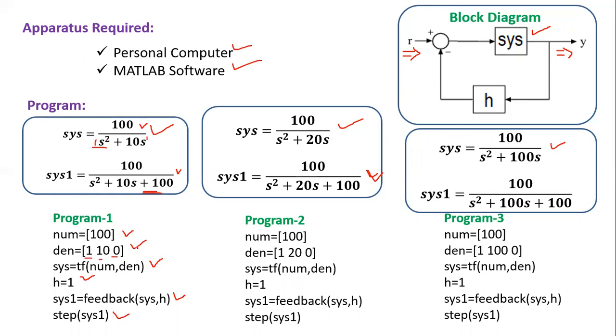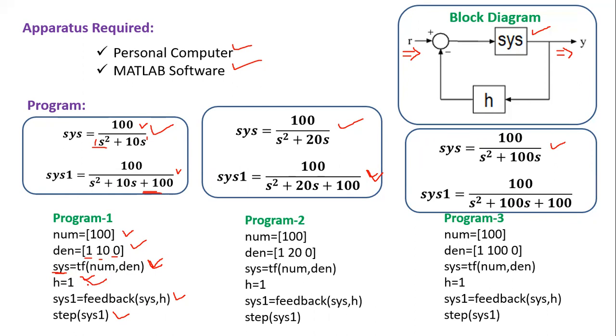Once the numerator and denominator are ready, by using these two we frame a new transfer function, that is the open loop system. We assume the system name SYS. SYS equal to tf, where tf is a predefined transfer function command, of numerator comma denominator. This will give the open loop system. For that, we need to add a unity feedback, so we assume H. H is a variable, anything we can assume. H is equal to 1, unity feedback.